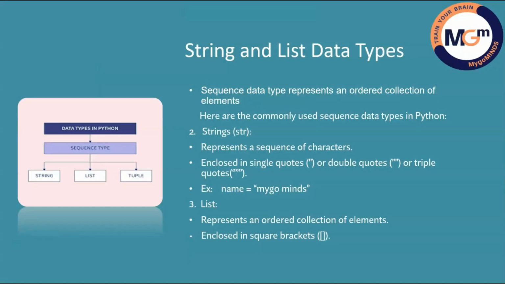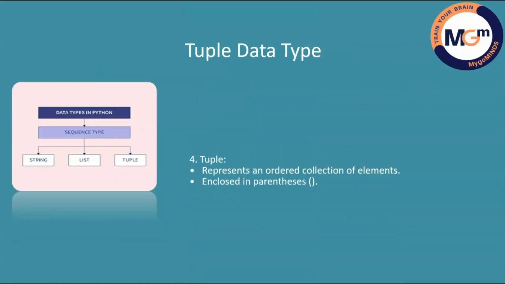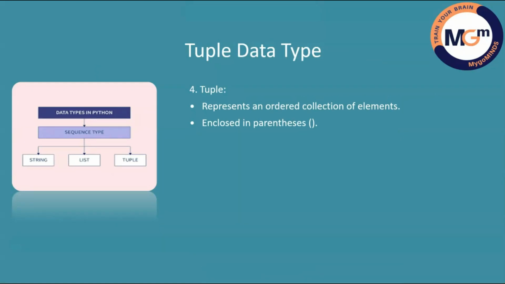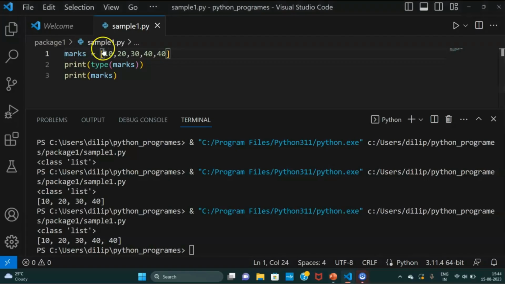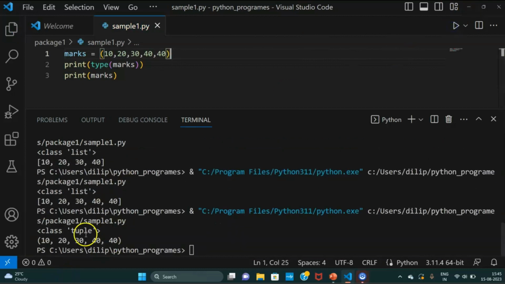Okay. So next, tuple. Tuple also represents an ordered collection of elements, which is the same as list, but is enclosed in parentheses. So I'll just remove the square brackets and put parentheses, and check the output. It is showing tuple, and the duplicate values also. Tuple also allows duplicate values: 10, 20, 30, 40, 40.